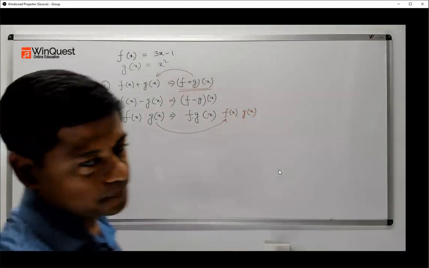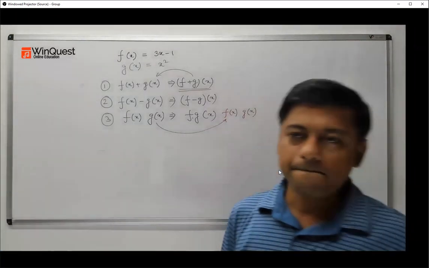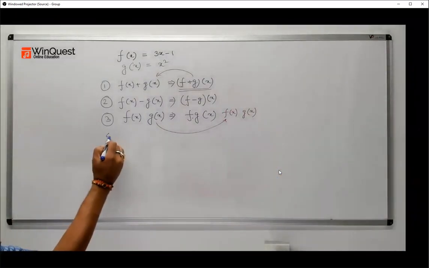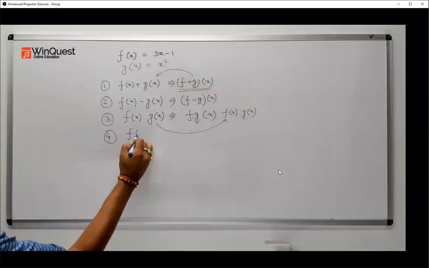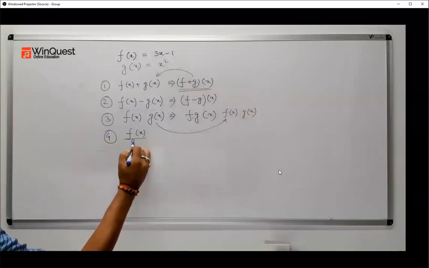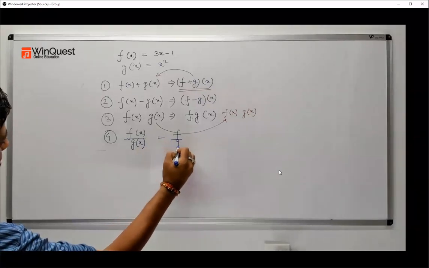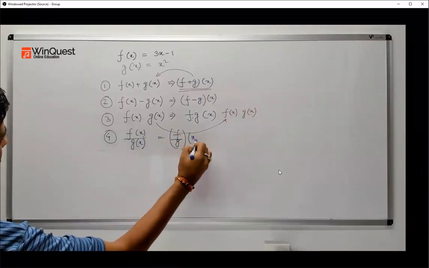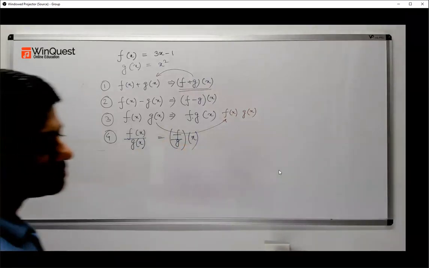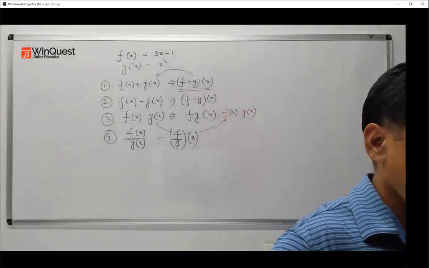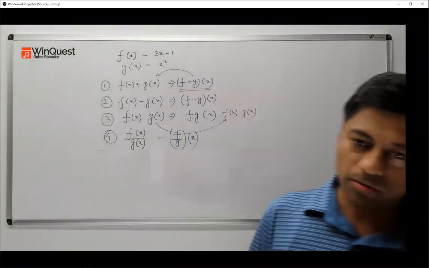Are we clear? Yes. Number 4, f(x) divided by g(x). This can be written as (f/g) in brackets and x. Is that okay? Yeah. Yes.